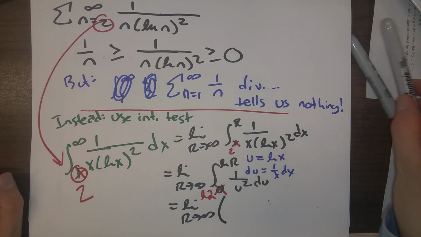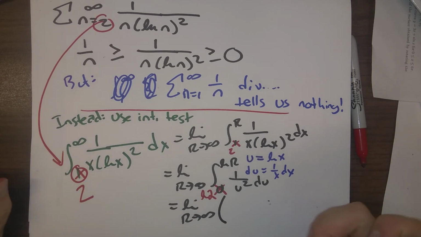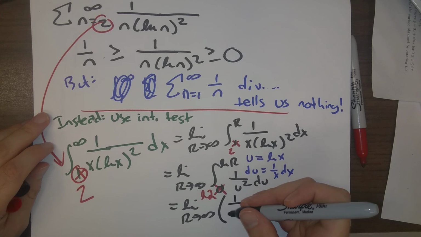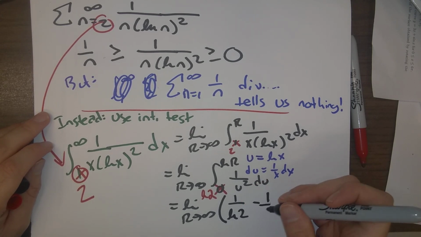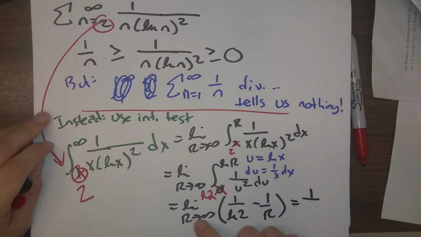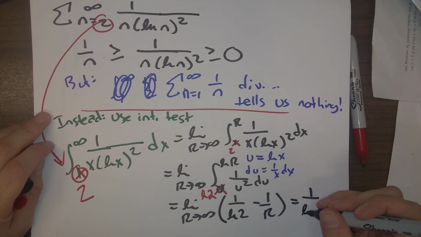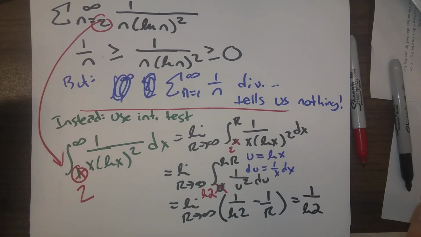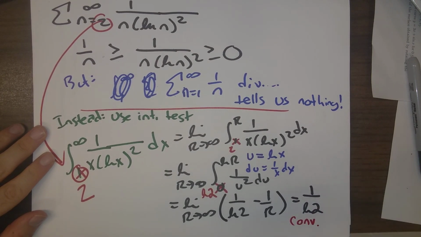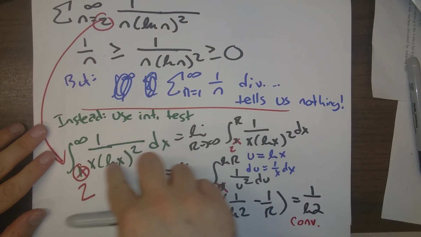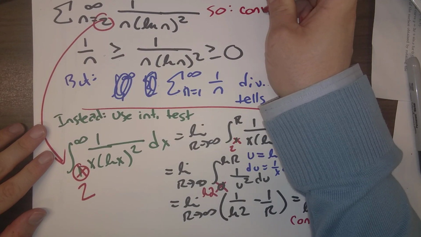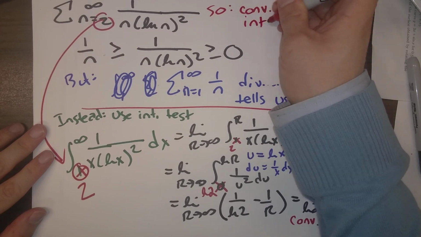So let's take care of this. When we integrate 1 over u squared, we get minus 1 over u. We end up with 1 over natural log of 2 minus 1 over r. And what do we end up with? As r goes to infinity, that goes to 0. So that's just 1 over natural log of 2. So this converges. So our improper integral converges. So this converges by the integral test.